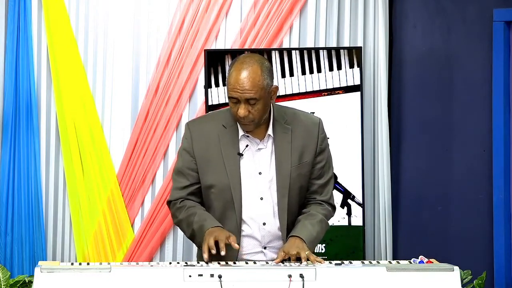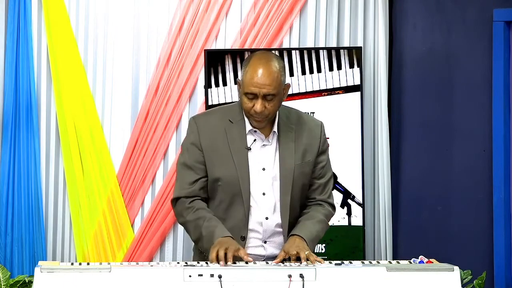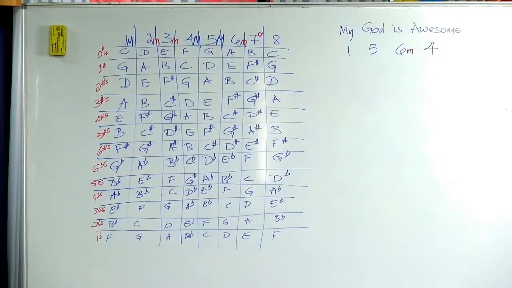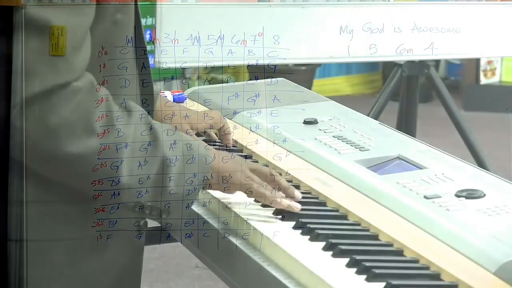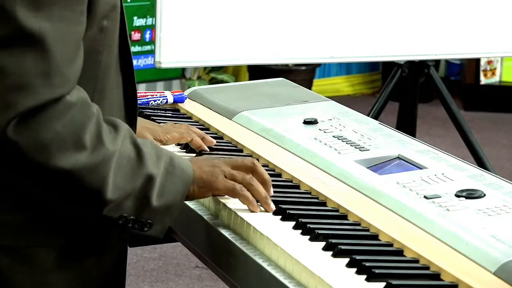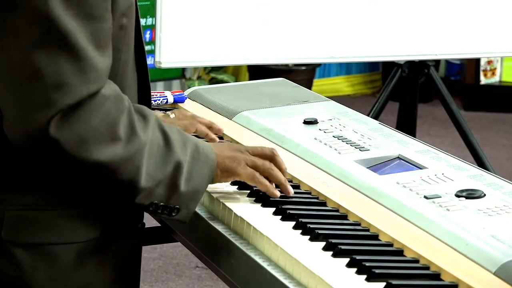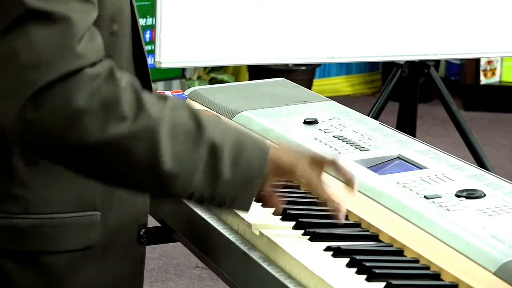Let's go to the next one. A flat. Okay. So in A flat, we'll have A flat for 1, E flat for 5, F minor for 6, and D flat for 4. A flat, 5, E flat, F minor for 6, and D flat for 4.